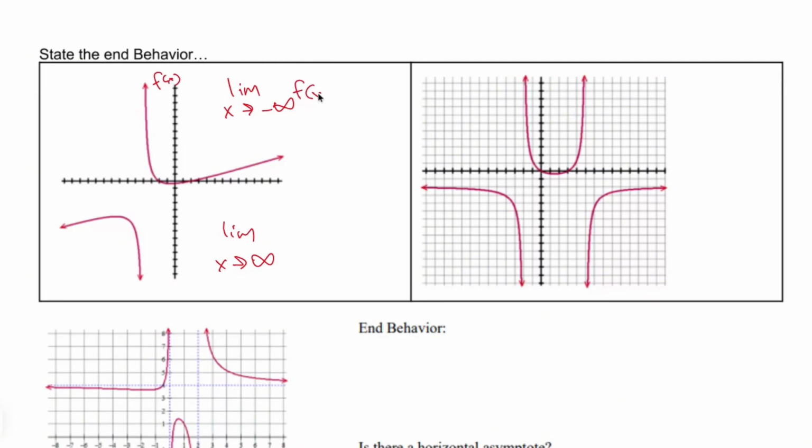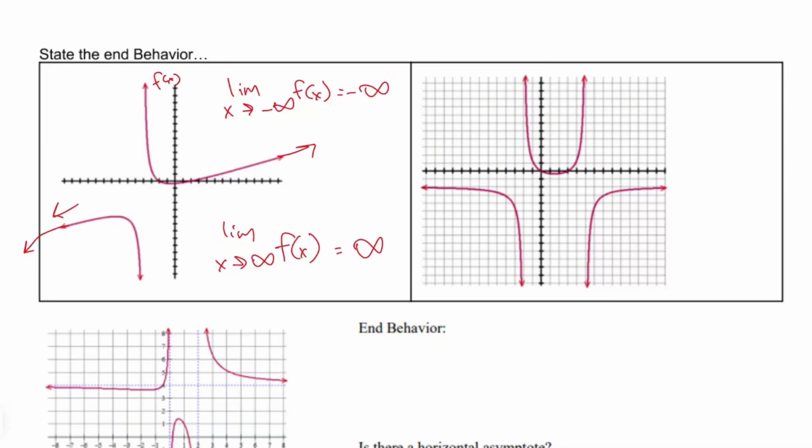So the limit as x approaches negative infinity of f of x is asking, where is my arrow pointing as I move to the left? Well, as I move to the left, it's going down and to the left. So this is going down to negative infinity. The limit as x approaches positive infinity of f of x is asking, where is my graph going as I move to the right? And since this is going up and to the right, it's going up, which means it's going to infinity.